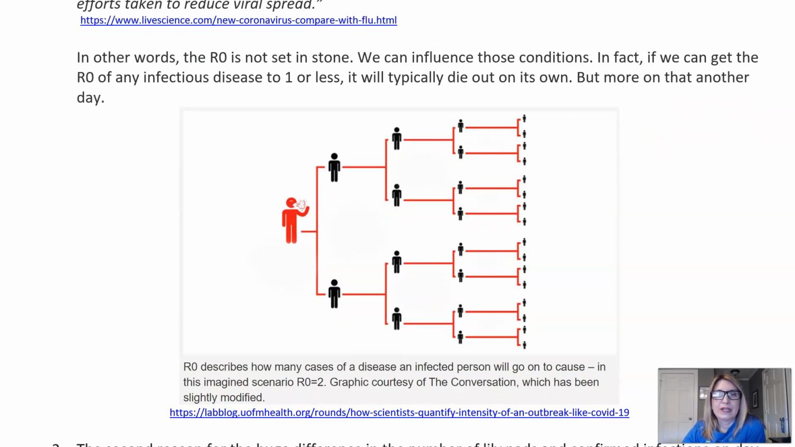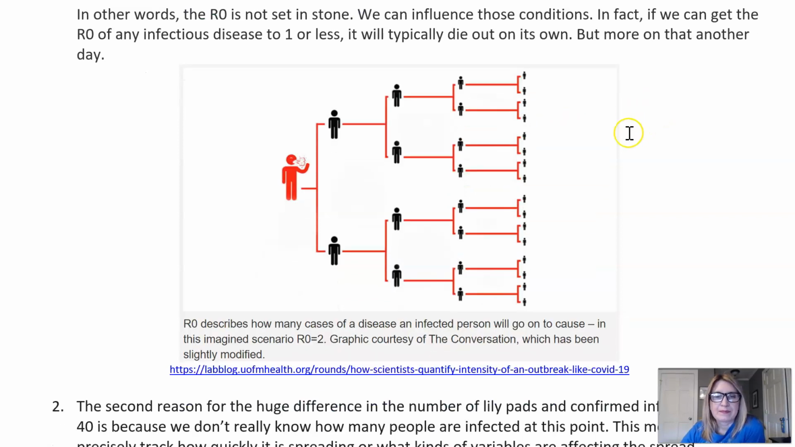In fact, if we can get the R naught of any infectious disease below 1 or less, typically the disease will die out on its own. And so that's really the goal of science right now, is to try and get that R naught number to lower than 1. And we'll talk about that more another day. So here you can see this little red guy. He is achoo, sneezing, and he's giving it to, this would be like our lily pads, to 2 people, and each of those are giving it to 2 people, who are giving it to 2 people, who are giving it to 2. But remember, with COVID, it's about 2.3.